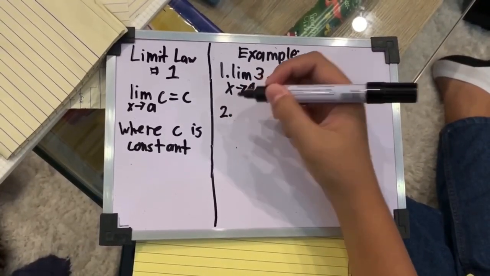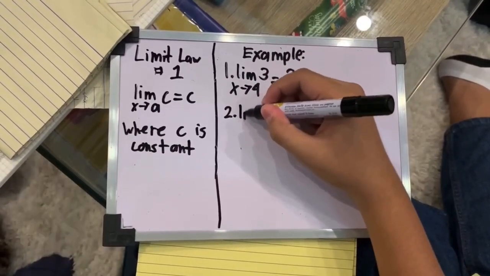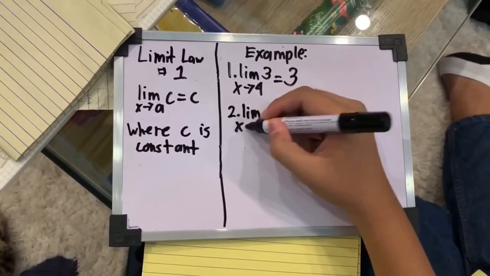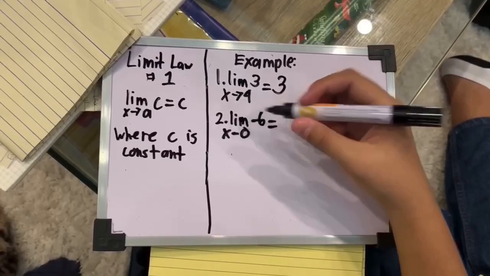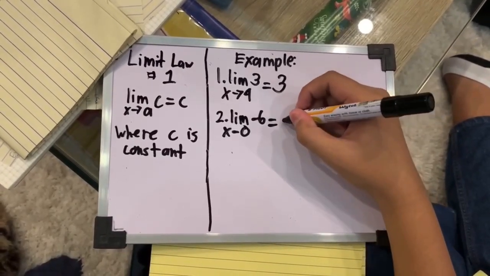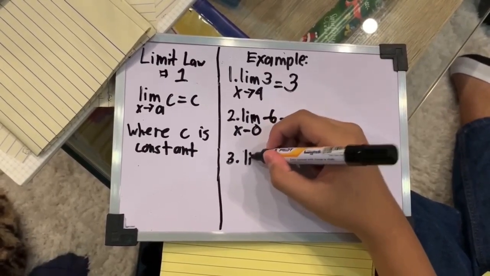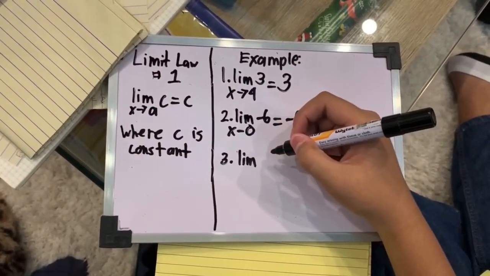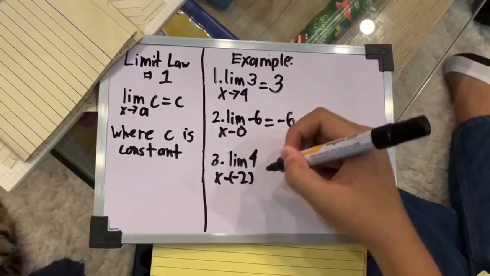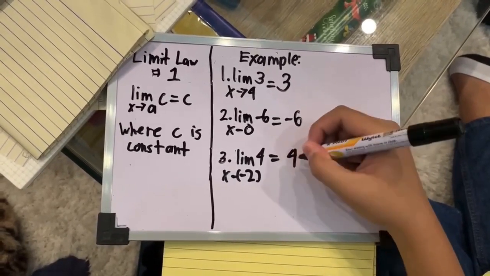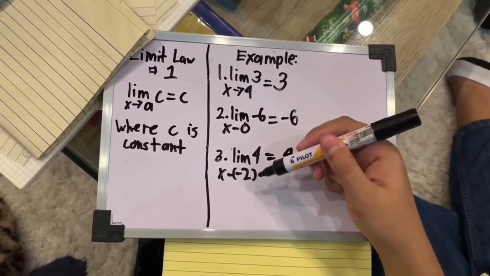Example 2. The limit of negative 6 as x approaches 0 is equal to, even if our A is 0, constant will be constant, so negative 6. Example 3. The limit of 4 as x approaches negative 2 is equal to, constant is constant, so it's 4. Even if our A is negative.